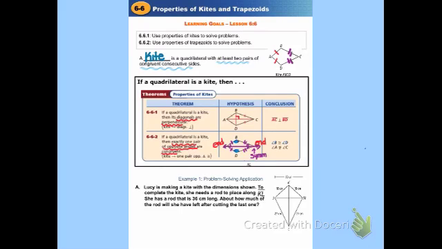So let's see if we can put these theorems together in example 1. It says that Lucy is making a kite with the dimensions shown.